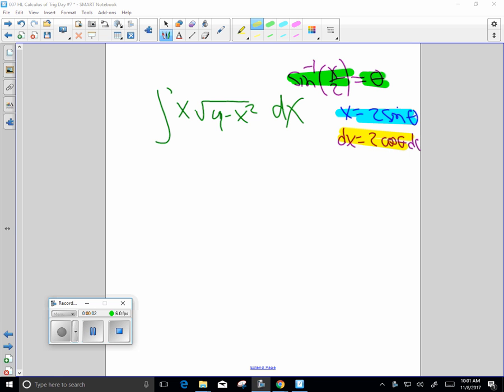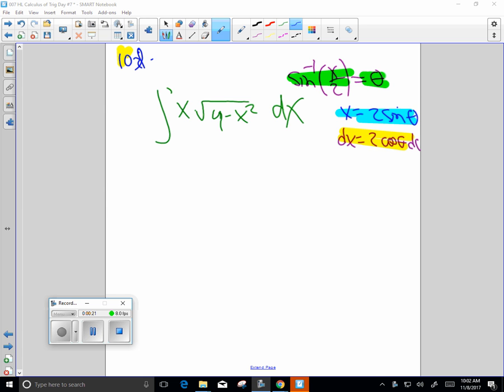Help to record this. What problem was this one, Stan? 10I, okay? 10I said take the integral of x times the square root of 4 minus x squared dx.